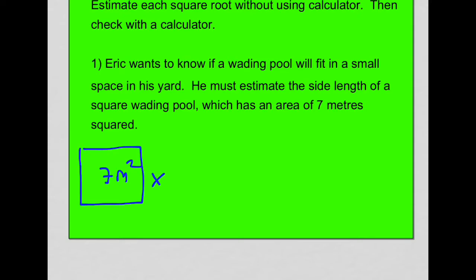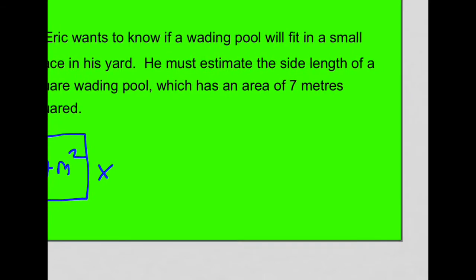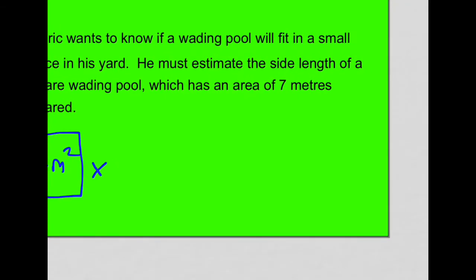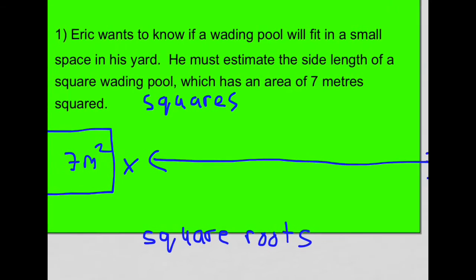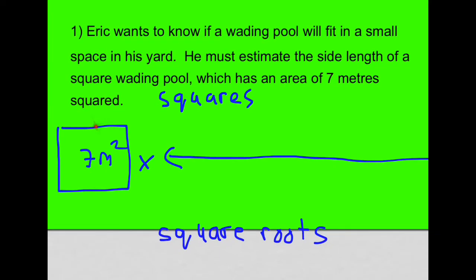Now here's how we're going to estimate it. We're going to estimate it with a number line. So I'm going to draw a number line on my paper like this. Now this is really important. The top of my number line, I'm going to call squares. And the bottom of my number line, I'm going to call square roots. Okay. Now we want to estimate the square root of 7.